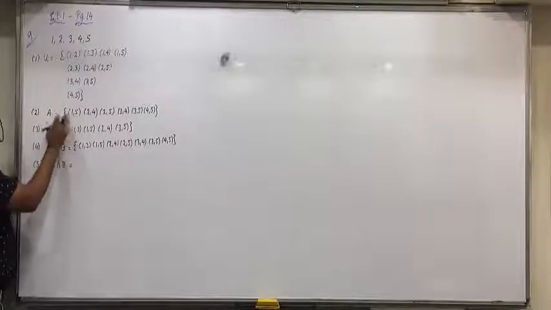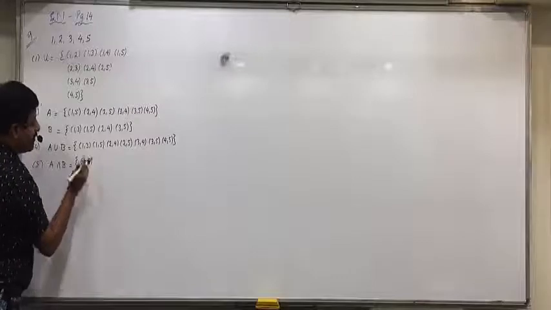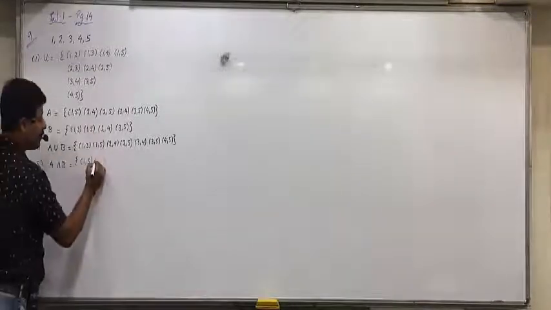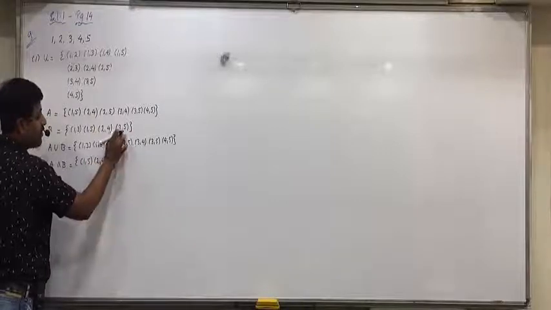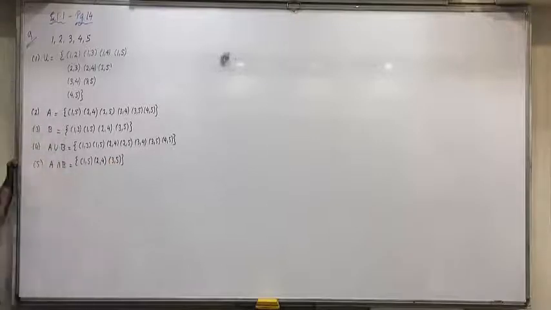Is (1,3) common? No. Is (1,5) common? Yes. Compare from the smaller one so it will be finished fast. Is (2,4) common? Yes. Is (3,5) common? Yes. So you compare from small to big. Did you understand this, everyone?